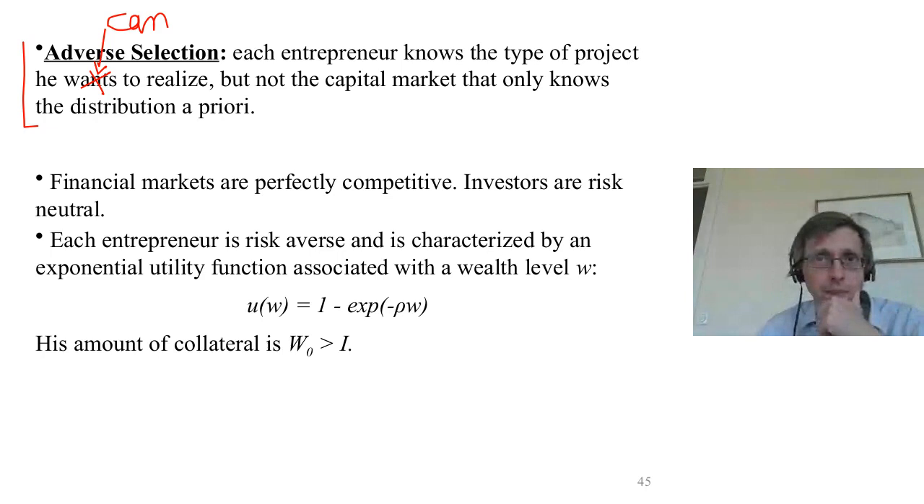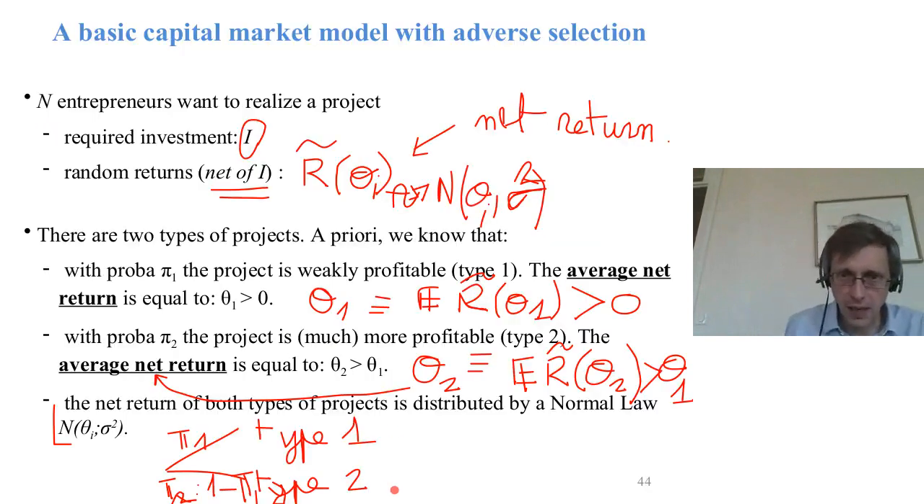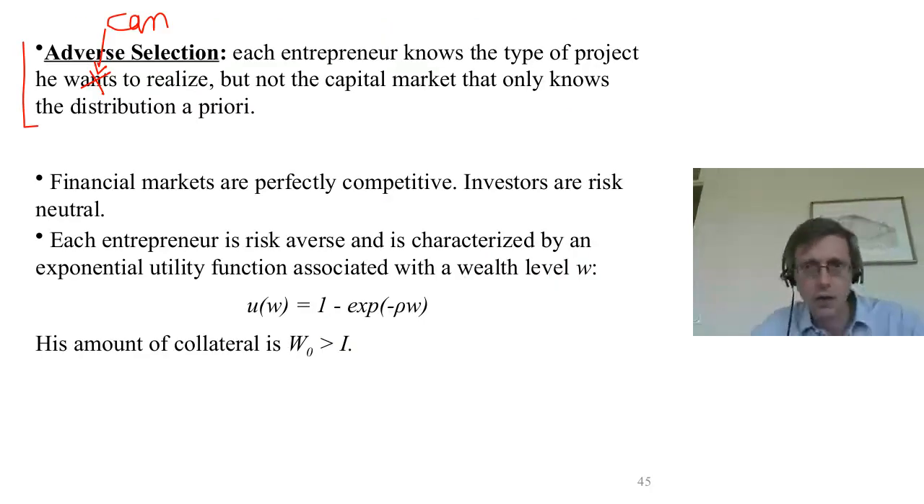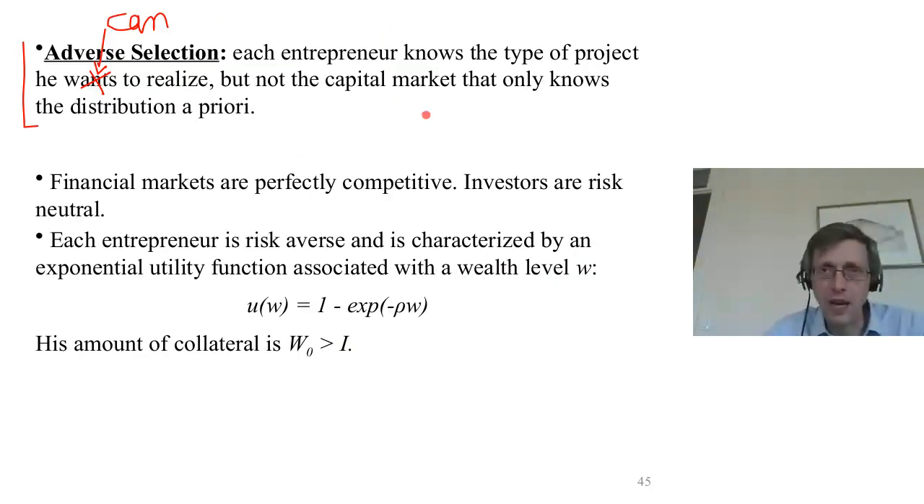So each entrepreneur knows for sure the type of project he can realize, but not the capital market, the financial market, which only knows the distribution a priori, that is to say what I detailed here. Only the proportion of type 1 projects and the proportion of type 2 projects in the economy. This is the only information the financial market is aware of.